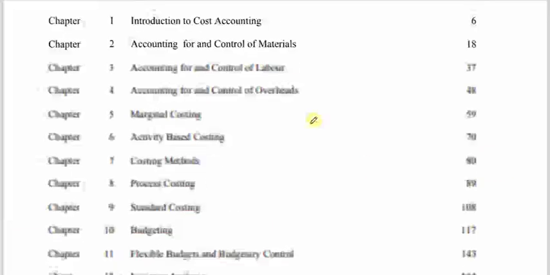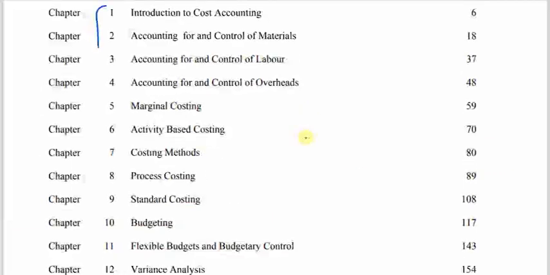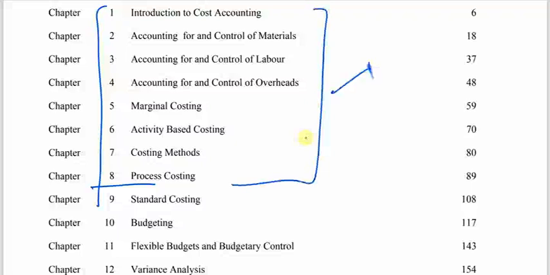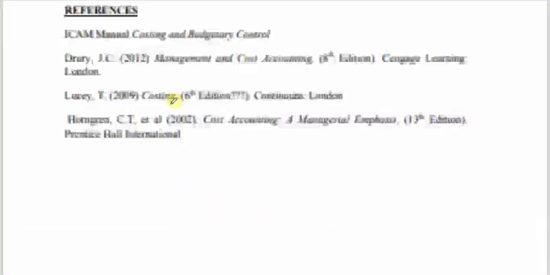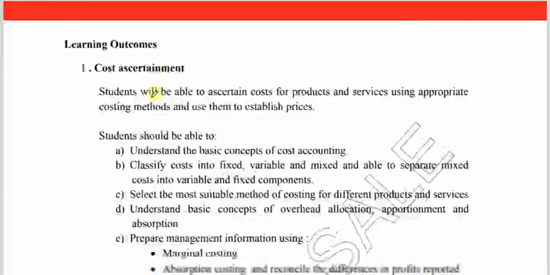Cost ascertainment will cover these 8 chapters: introduction to costing, accounting for and control of material, accounting for and control of labor, accounting for and control of overhead, marginal costing, activity costing, costing methods, and process costing. So these 8 cover the broad topic area called cost ascertainment or cost establishment, and this covers 40% of the exam. So let us look at what is actually covered in cost ascertainment.